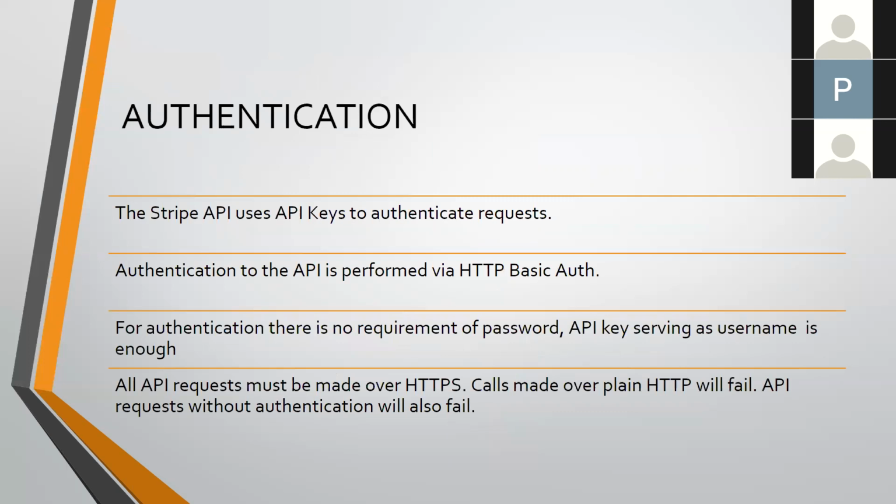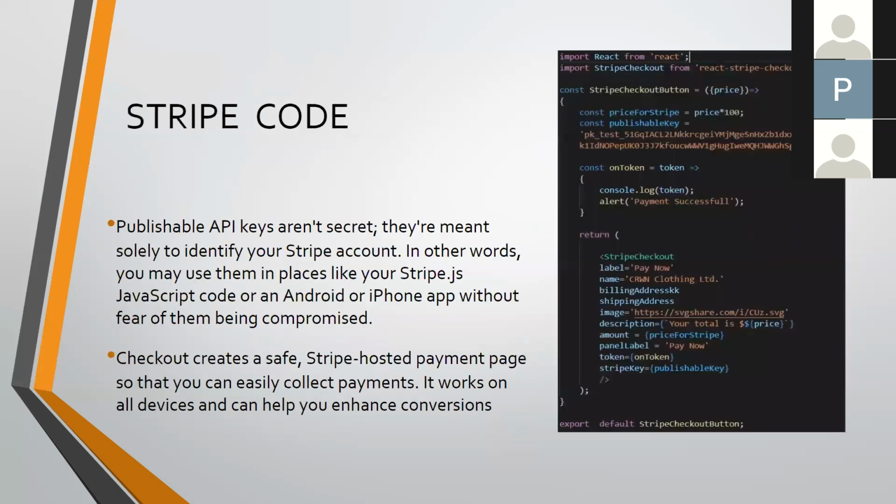Authentication. The Stripe API uses API keys to authenticate requests. Authentication to API is performed via HTTP basic authorization. For authentication, there is no requirement of password. API key serving as username is enough. Next slide. Let's talk about the code.